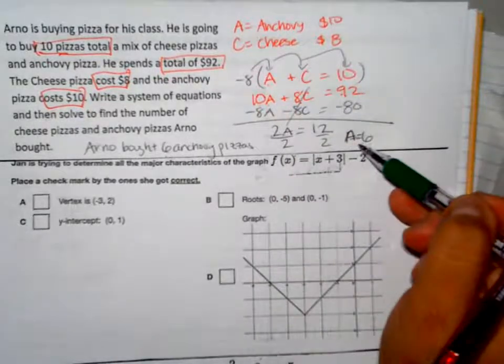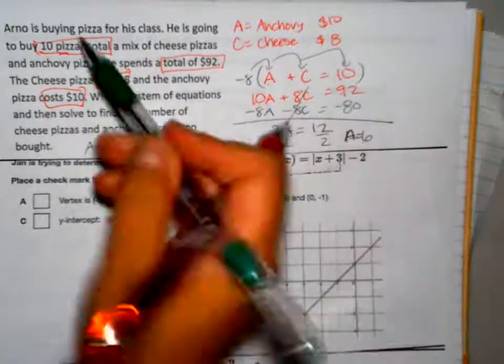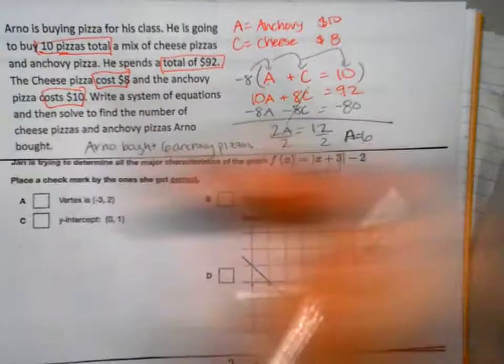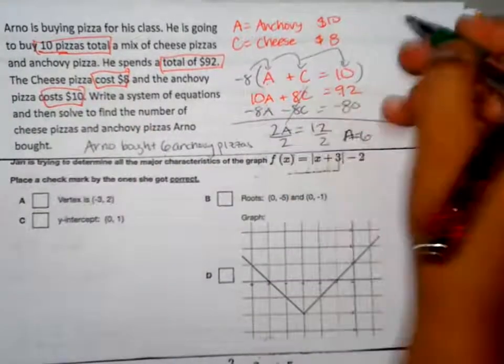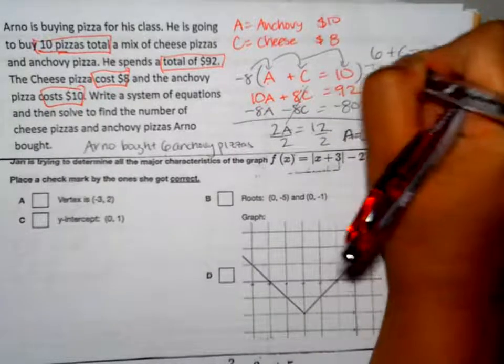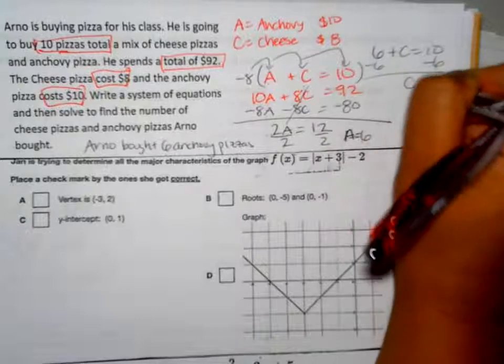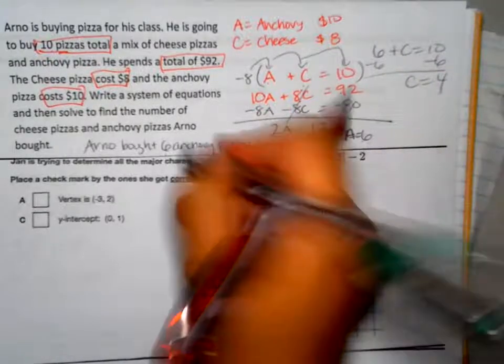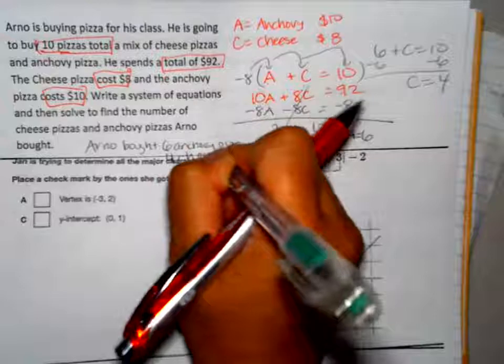How do I find the number of cheese pizzas he bought? Well, it told me he bought 10 pizzas total. So if I have my first equation, 6 anchovies plus the number of cheese equals 10, I subtract, and my C is equal to 4. He bought 4 cheese pizzas.